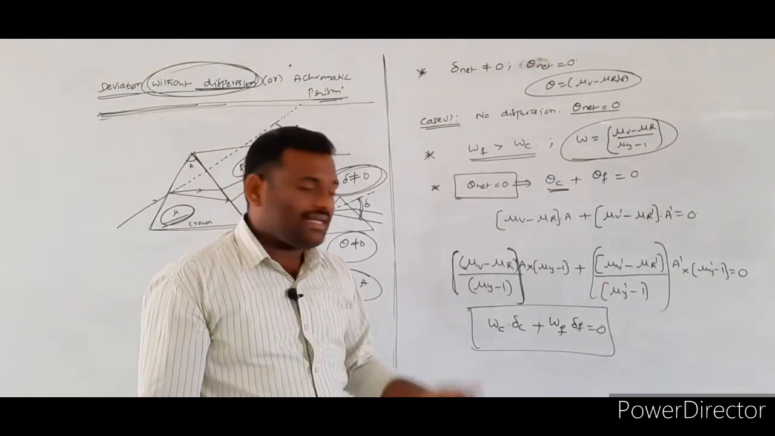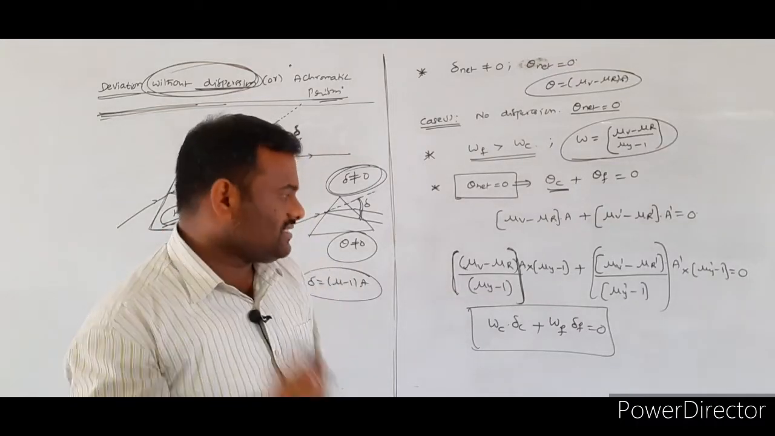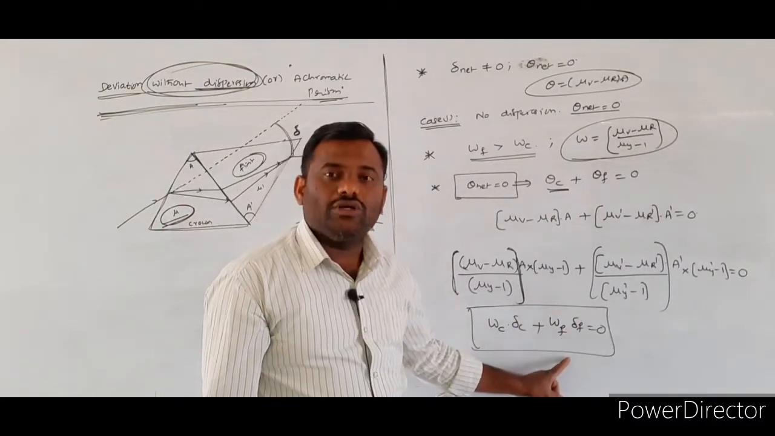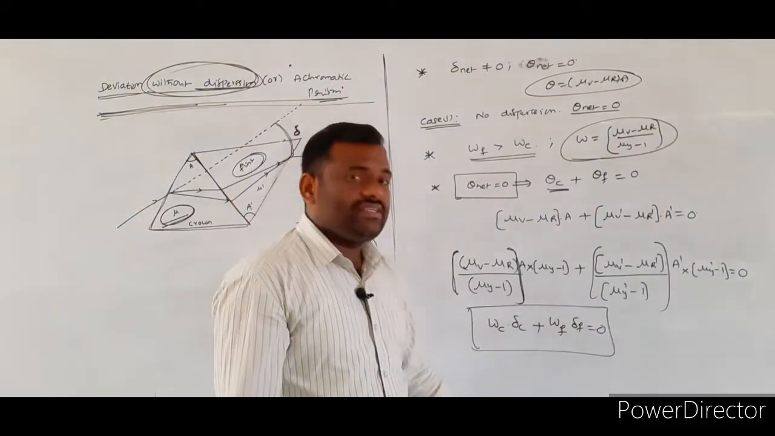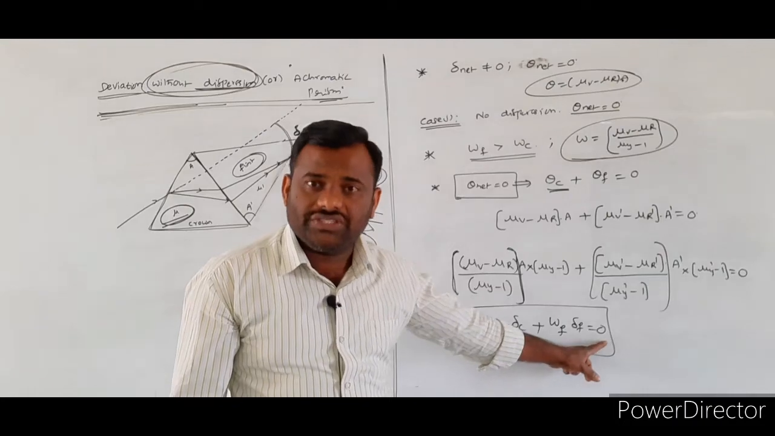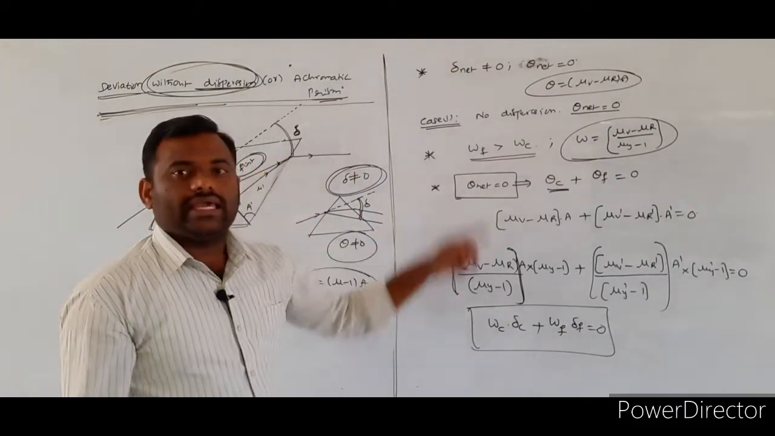What is the omega c? Dispersive power of the crown glass. Delta c is equal to what? Deviation produced by the crown glass. And omega f, angular dispersive power of the flint glass. Delta f is indicating what? Angle of deviation which is produced by the flint glass. So this is the relation you got from the case 1.